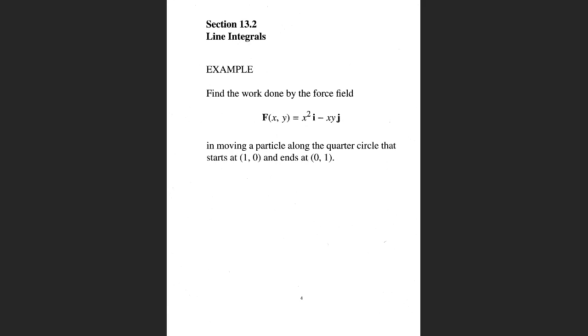What we want to do is find the work done by the force field, given by x squared i minus xy times j, in moving a particle along a quarter circle that starts at (1, 0) and ends at (0, 1). And keep in mind that the work is defined as the integral of F dot dr.